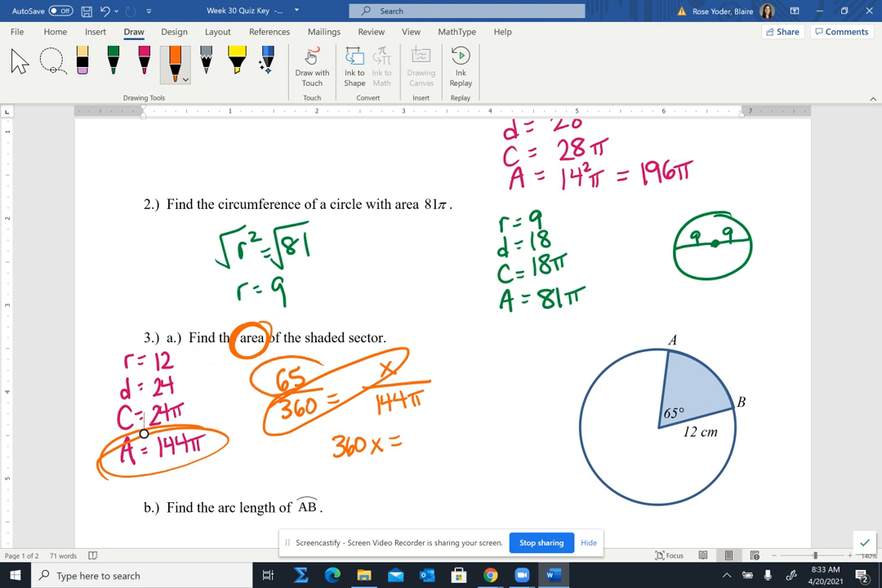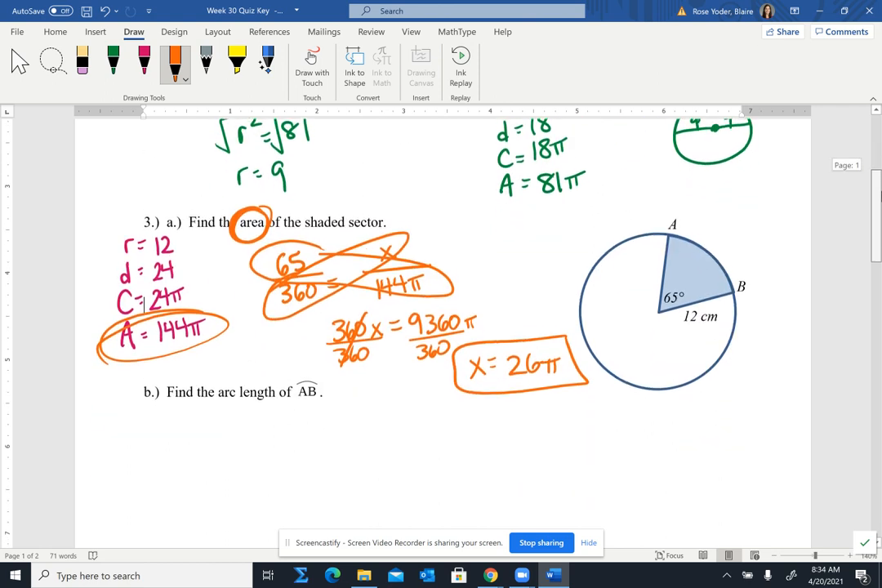All right, let's cross multiply. 360x and then 65 times 144 pi. So in my calculator, I'm just going to go 65 times 144 is 9360, and then I'm just going to put a pi on it. Divide by 360. So in the calculator, I'm just going to do 9360 divided by 360, which gives me 26, but don't forget that pi. 26 pi is the area of the sector.